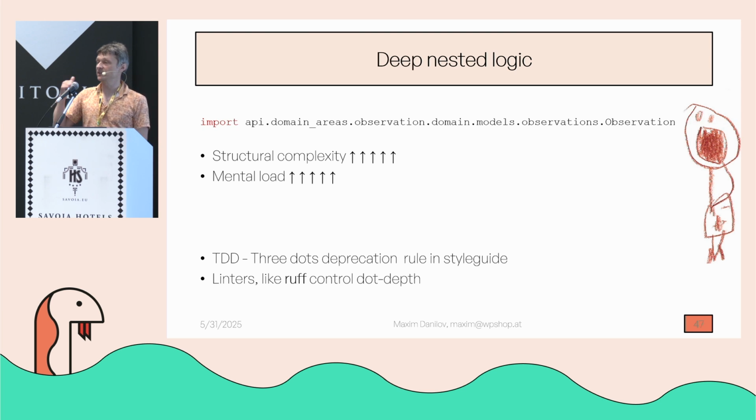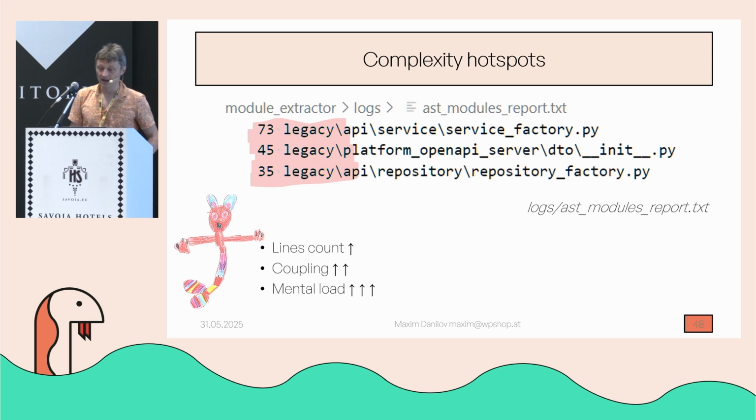Okay, we have TDD, a famous acronym. Three dots deprecation. This rule should be in style guides. I know what TDD means in reality. Okay, and we can use linters like Ruff to control dot depth. Okay, we can also find complexity hotspots.